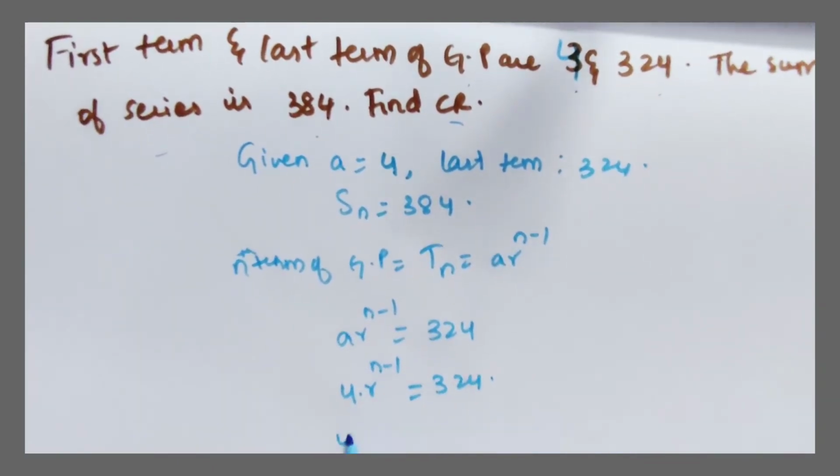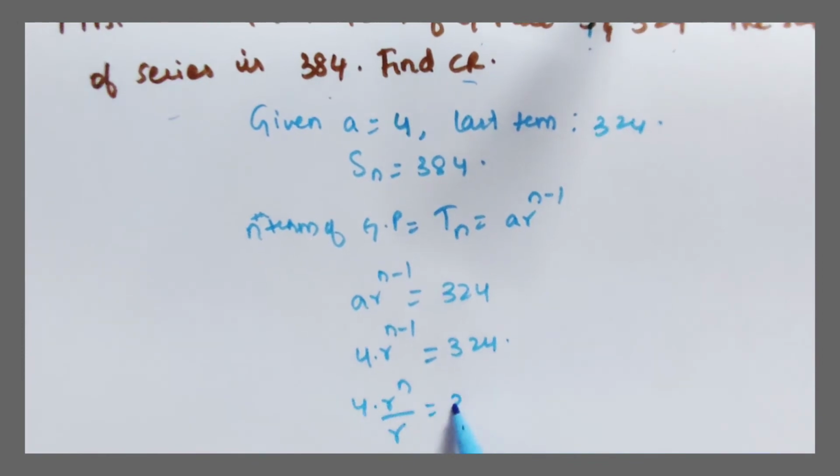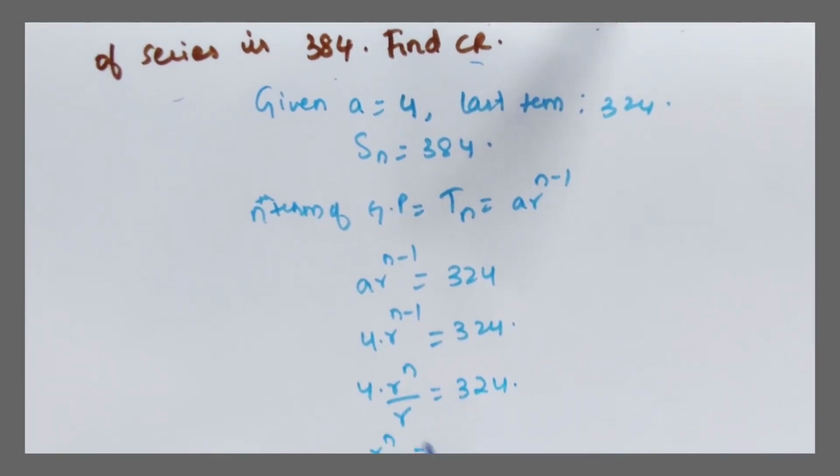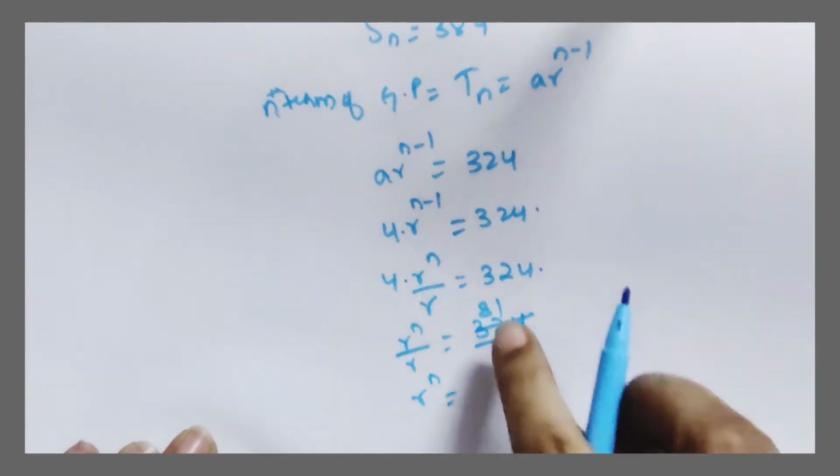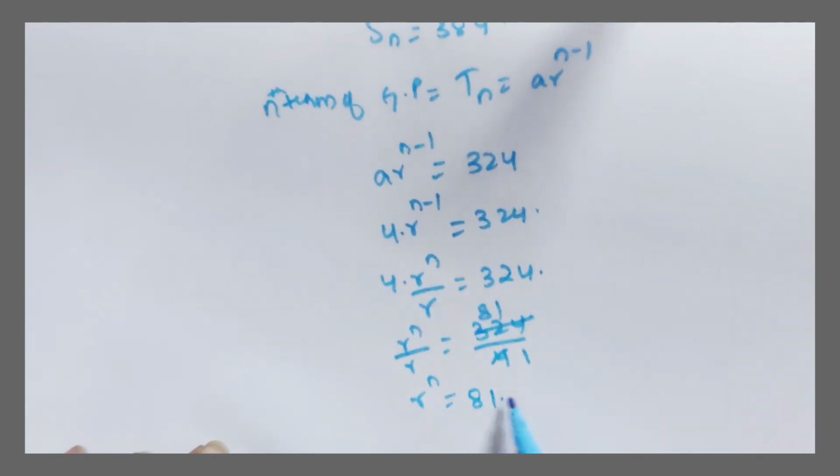You can write this as 4 into r power n by r, since r power n minus 1 is r power n divided by r. This becomes again the same thing, into 324. So r power n by r is equal to 324 divided by 4. 4 ones are 4, 81. So r power n value is 81 into r. So we have this now.